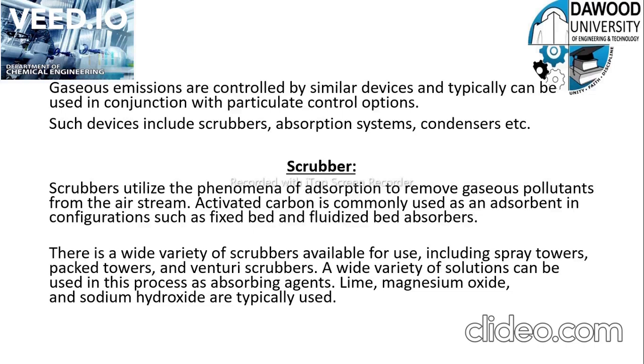Not only adsorption, but an absorption technique is also used to remove the gases from the air. What happens in the absorption technique is that a solution is added to the air, and that solution absorbs all the unwanted gaseous particles. The examples of absorption scrubbers are the spray towers, the packed towers, and the venturi scrubbers. The solutions which can be used in the scrubber, or they can be called the absorbing agents, are mostly lime, magnesium oxide and sodium hydroxide.